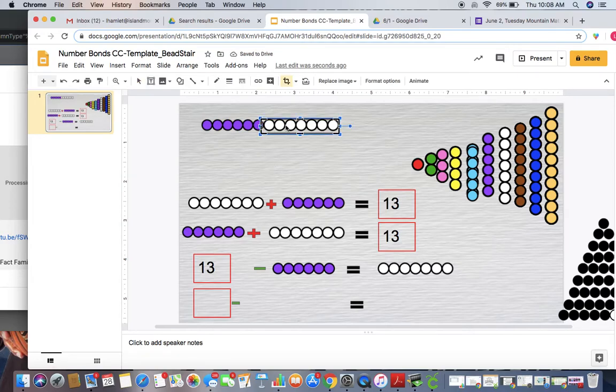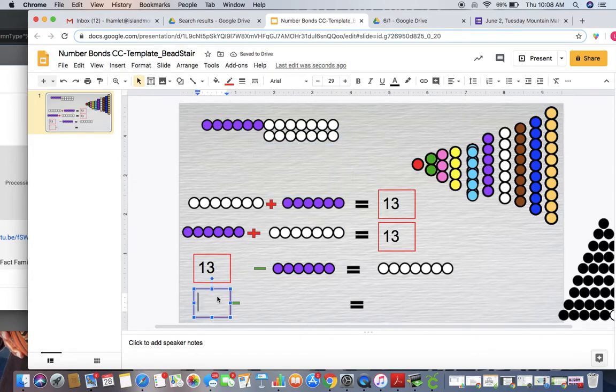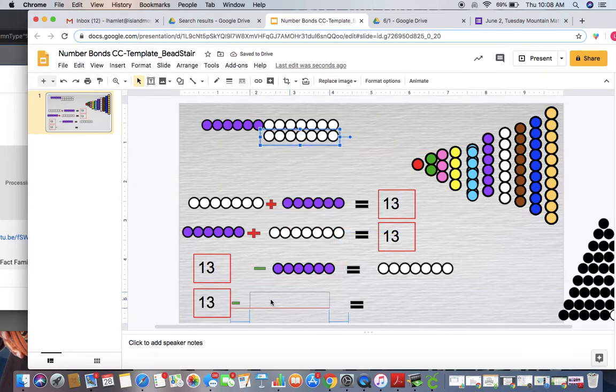And I can do the same thing with my 7 bead bar. So I could take away 7 here and see that I'm still left over with 6. So now I can say that 13 minus 7 equals 6.